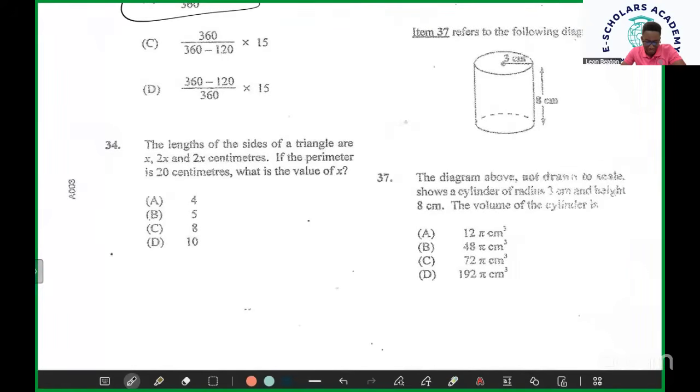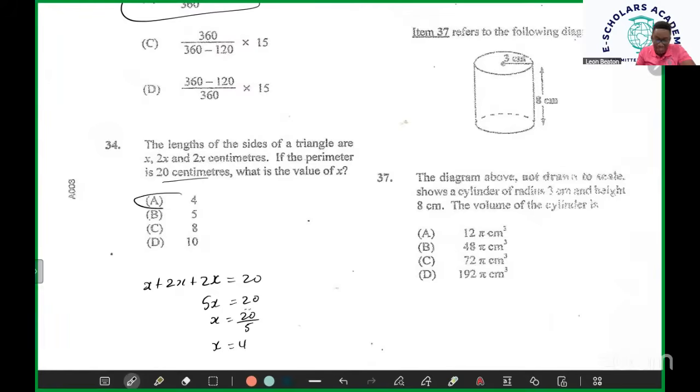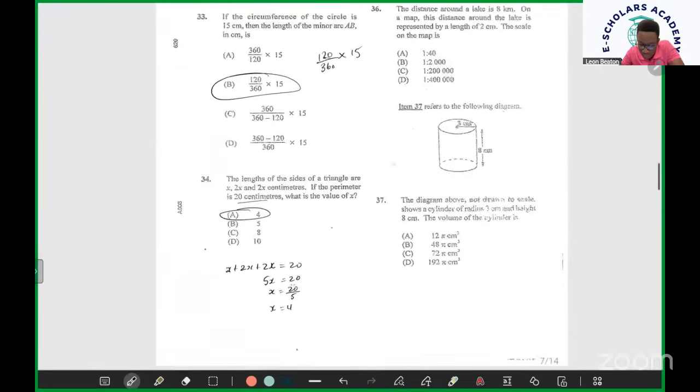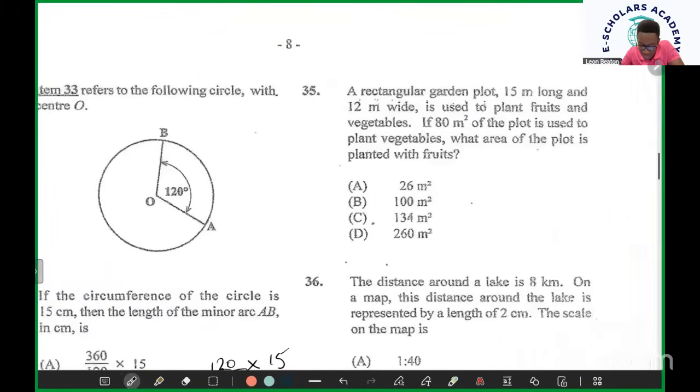The lengths of the sides of the triangle are x, 2x, and 2x centimeters. If the perimeter is 20 centimeters, what's the value of x? All right. So we add up all the sides and that will give us 20. So x plus 2x plus 2x gives me 20. We add up all this, I get 5x is equal to 20. x is equal to 20 divided by 5. x is equal to 4, which is A.